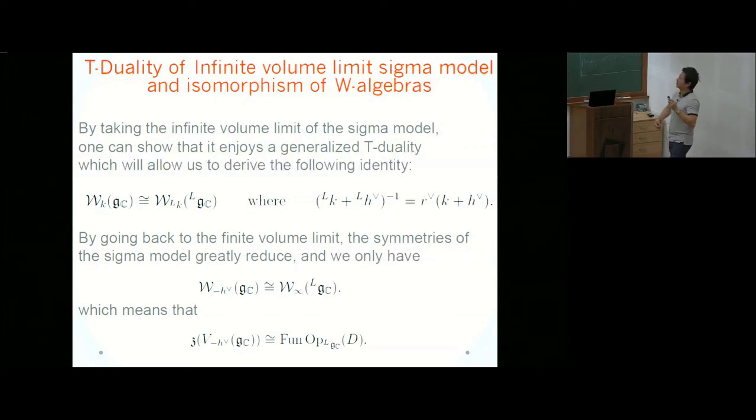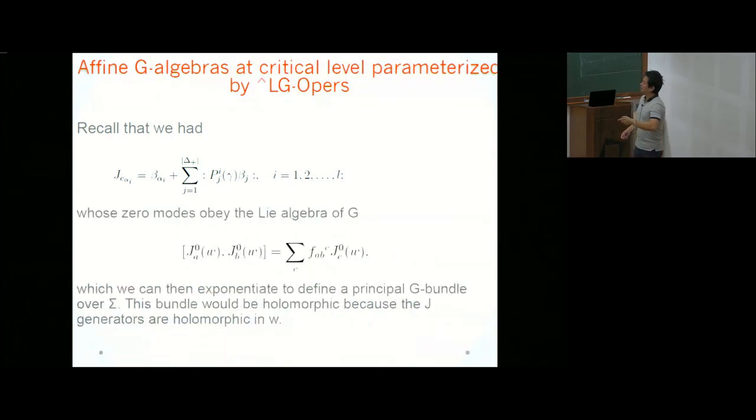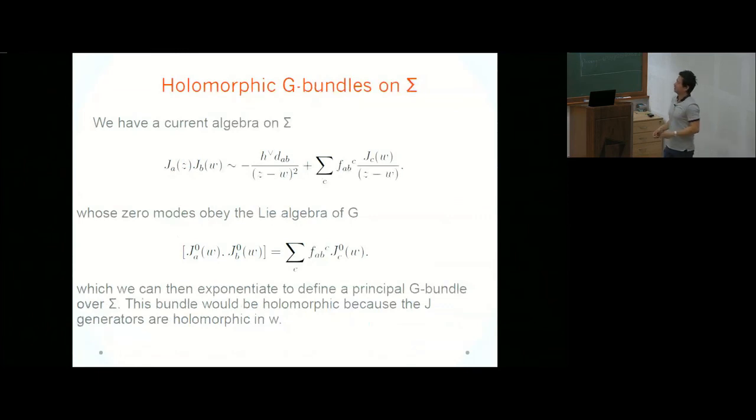Okay, so I'm left with 2 minutes. Okay, let me just continue. So, the point is that, remember we had these J currents and the A's were inside, and these A's belong to the S, and these S were from these guys, which means that we have a set of J currents which are controlled by these things. This is a function on the space of opers, by LG. Okay, LG now. Okay. That's one thing. Now we have these J currents on the world sheet, whose zero modes obey this Lie algebra, from which we can exponentiate these J currents, give a G bundle over the world sheet, and since these J currents are holomorphic, we have a holomorphic bundle on the world sheet.